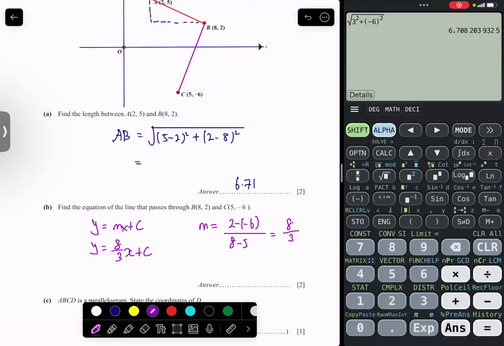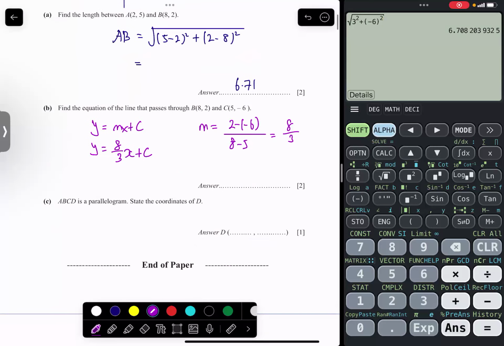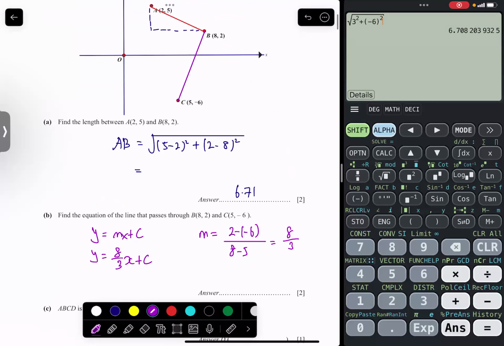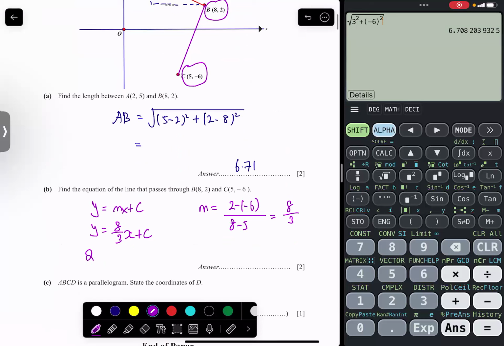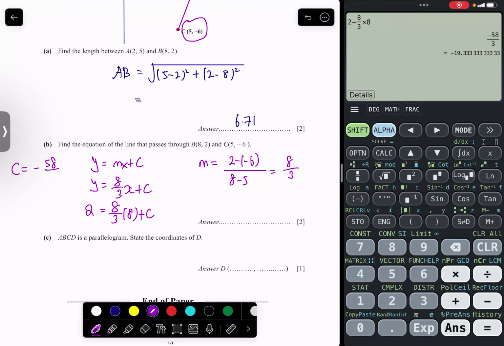Remember, we are solving for two unknowns. Okay, so the first unknown has already been solved. That is the gradient. Now we need to sub in a point. You can either sub in (8, 2) or (5, -6). So you say when x equals 8, y equals 2. So 2 equals 8 over 3 times 8 plus c. So c equals 2 minus 8 over 3 times 8. Okay, so that is -58 over 3, right? So c equals -58 over 3. Therefore, the equation is y equals 8 over 3 x minus 58 over 3.